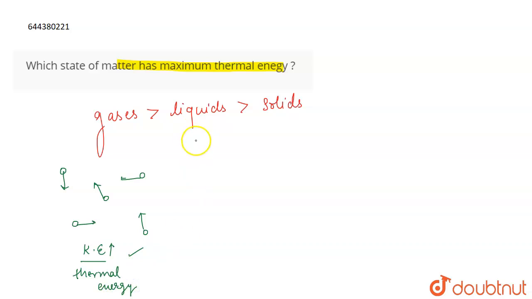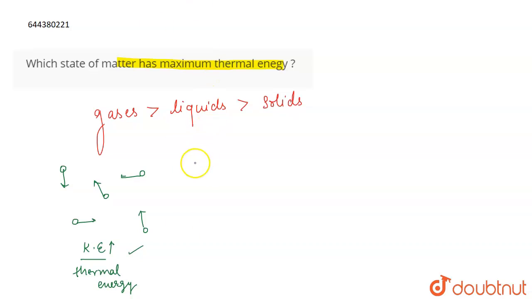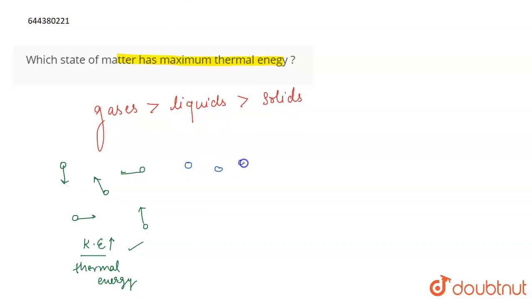Whereas if we talk about liquids, then in liquids, the molecules are still a little closer to each other. It means that they can still move randomly. They can still liberate some energy, but it will be less as compared to gases because they have less spaces. Because they have less spaces, there will be less movement of the molecules and there will be less kinetic energy in comparison to gases.